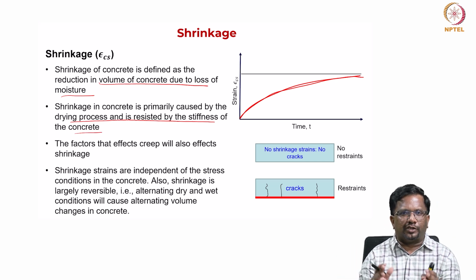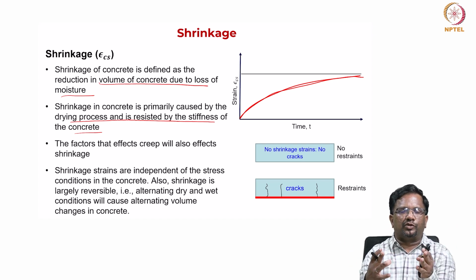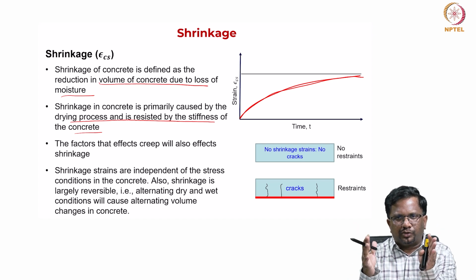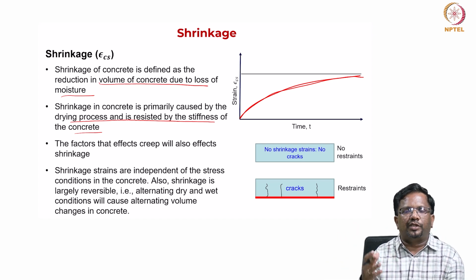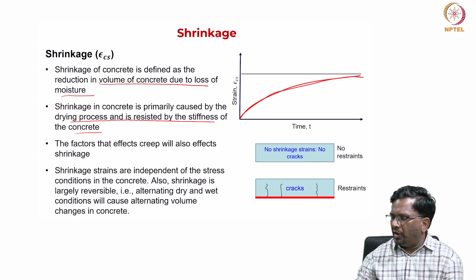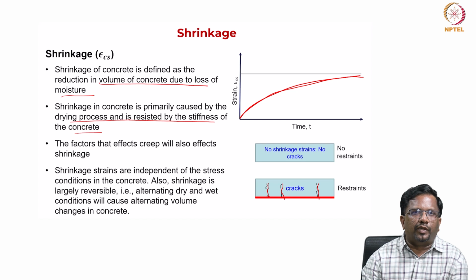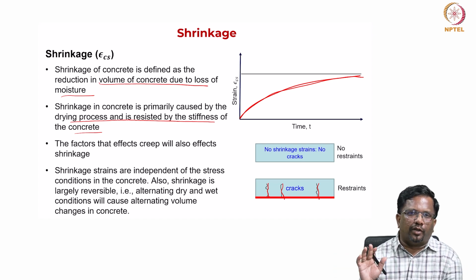Shrinkage will not create cracking unless you restrain it, because most of the time the elements will be connected with other elements. So, when the element wants to shrink, it will not be allowed to shrink. It is the restraint to the shrinkage that will induce tensile stresses, and it will induce cracks. When there is no restraint, concrete can shrink or expand freely, and then there will not be any crack.